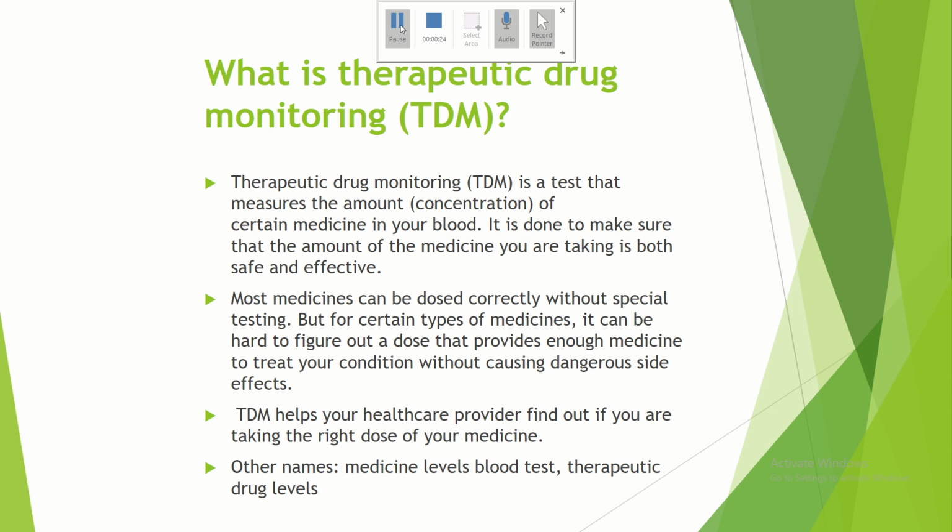The level of certain types of medicine is measured if it's hard to figure out whether a dose provided to the patient is enough to treat the condition, or effective, and will not cause dangerous side effects, and it's considered a safe level. So it helps the healthcare provider to make sure that the patient is taking the right dose.